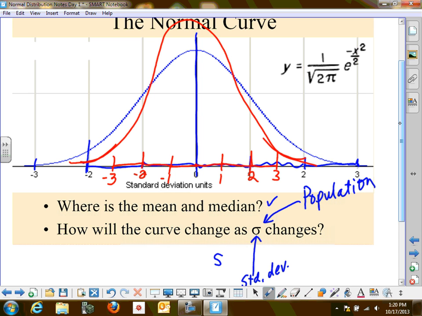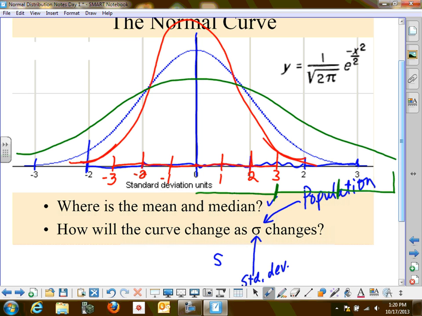What happens, I'm going to do this in green, if I have a larger standard deviation? Okay, it's going to flatten out. It's going to spread out. So it actually becomes shorter, and it's wider out here. Very good. So this green curve is representing a larger standard deviation. The red curve is representing a smaller standard deviation than the blue data. Okay, very good.